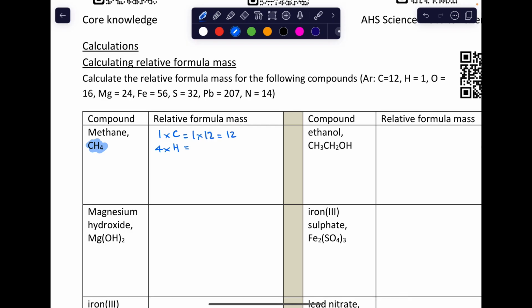So I've got 1 times 12 is 12. Mass of hydrogen is 1, so 4 times 1 is 4. Then we're going to add these up, and that gives me an answer of 16. Okay, what I'm going to do, you need to do the working out the same in each one. I'm going to fill this in for you, the answers, and you can check your answers and tick them and check the working out if you got it wrong to see where you went wrong.